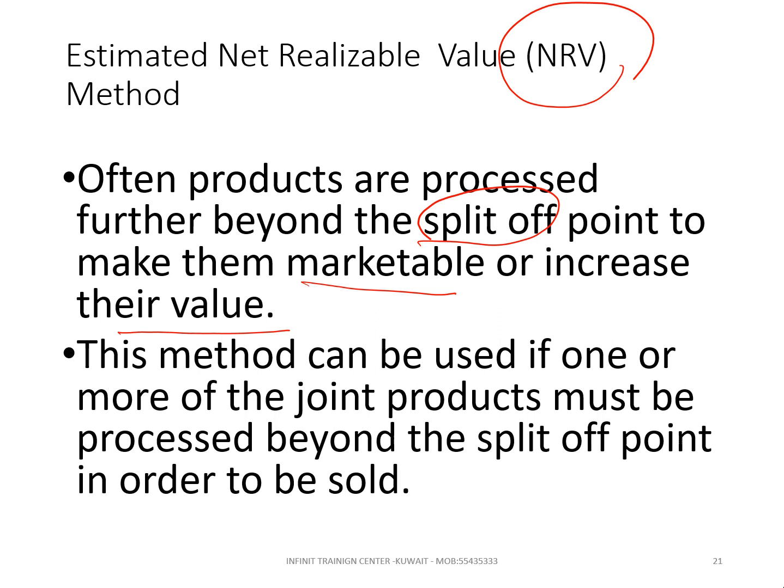So some products you will process further, then sell it off. But maybe some products you will not process further, you will sell it at split off point. So this method can be used if one or more of the joint products must be processed. That means they don't have a sales value at split off point. They must be processed beyond the split off point in order to be sold. So you cannot sell this product at split off point. You have to further process, then you have to sell it off.